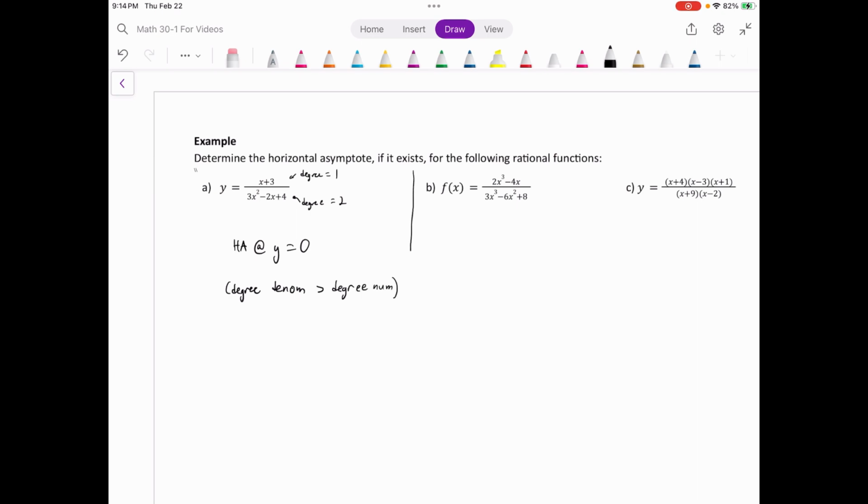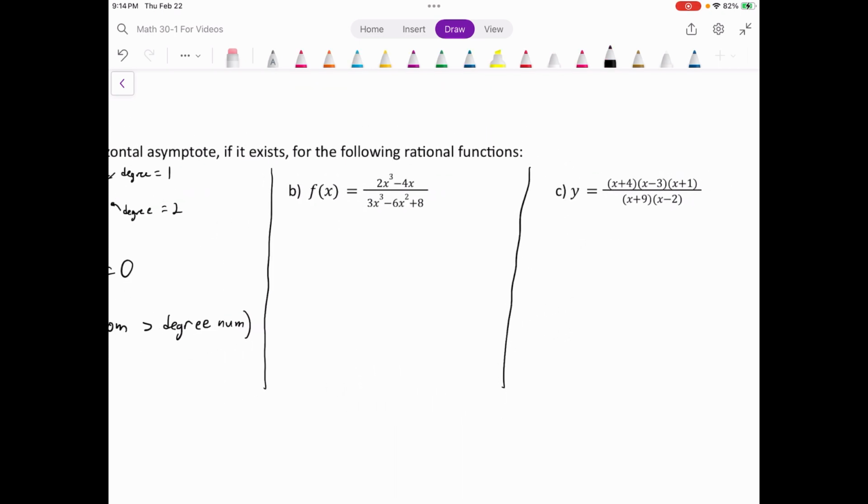Okay, there we go. Again, what did I do there? I just imagined x getting really, really large. What would happen? Okay, all right, let's try b. Ooh, okay, the degree of our numerator is 3. The degree of our denominator is also 3.